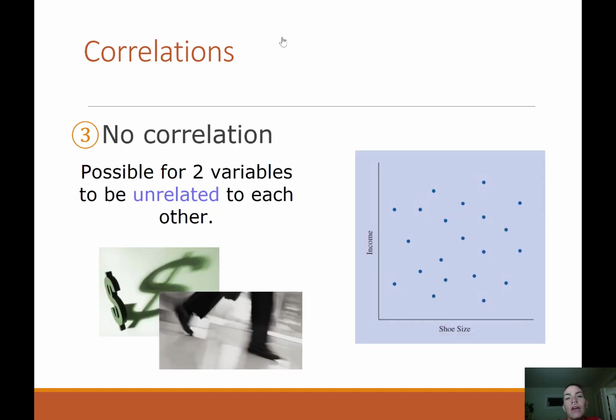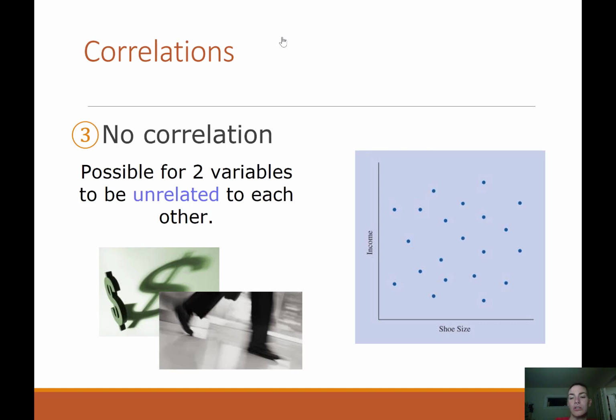And finally, if you plot the relationship between two corresponding variables and you see no particular pattern, then we would say that's indicative of no correlation at all. So this is the case for when two variables are not related. The example here is income and shoe size. This is from the book. One could argue that there actually could be a relationship between these two variables, unfortunately. But in this case, we see data that shows no particular pattern.